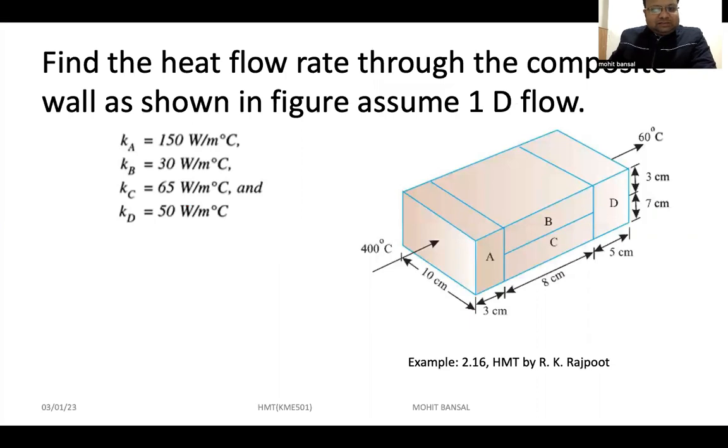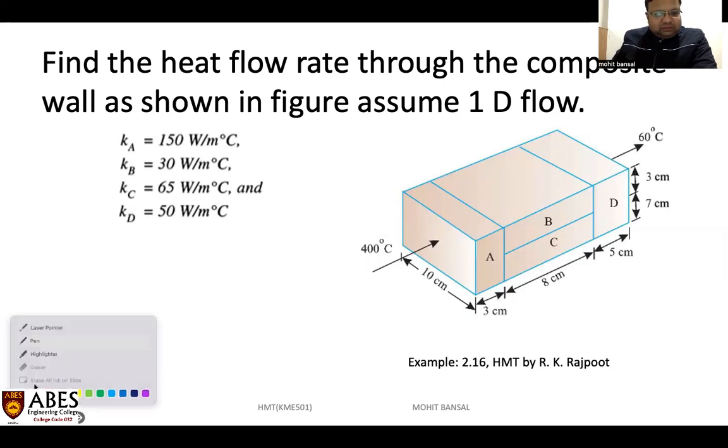By this numerical, we will learn the concepts of series and parallel one-dimensional heat transfer and electrical analogy. So this is the problem which we have taken. First of all, this is the problem.